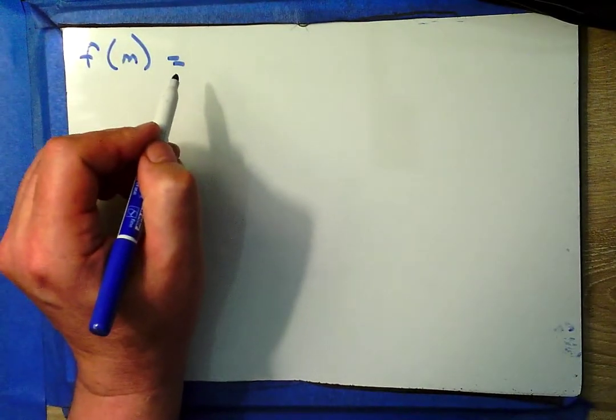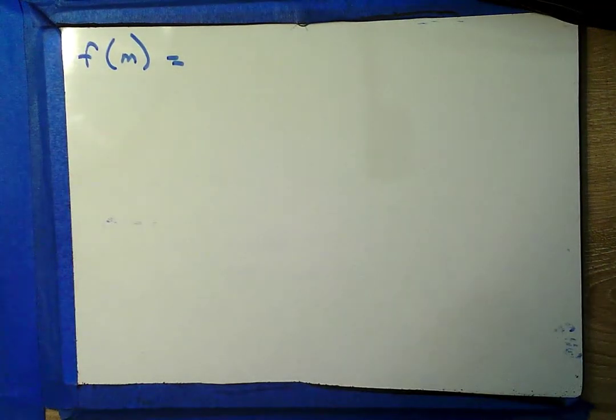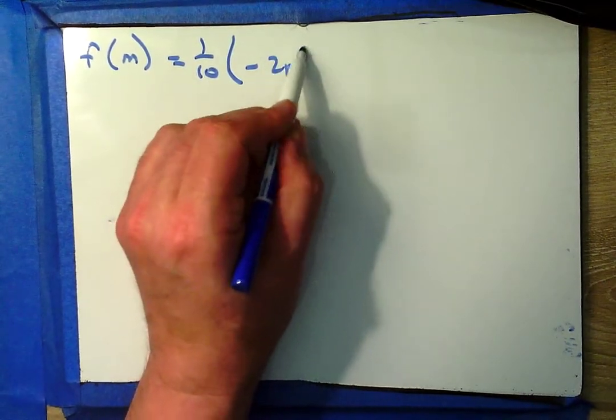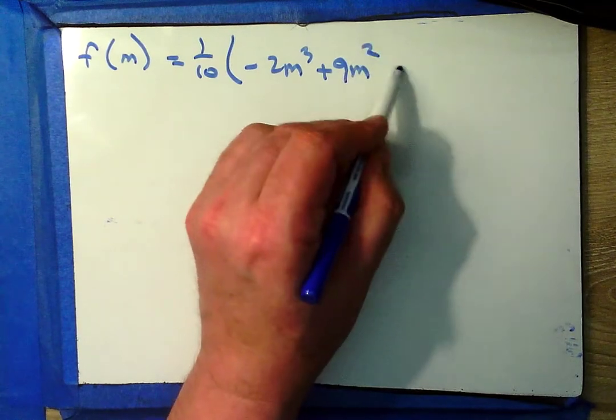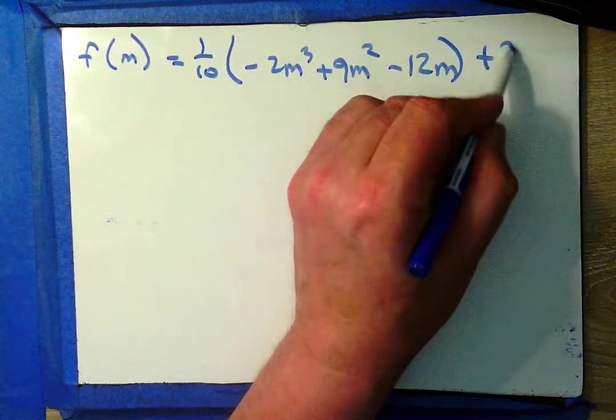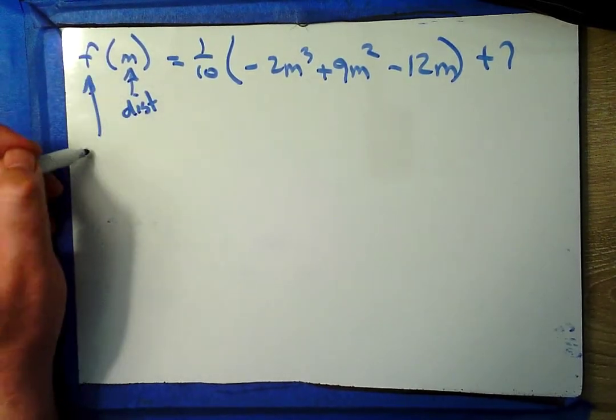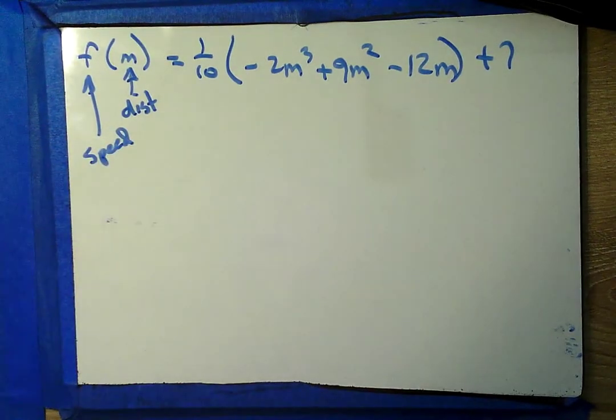Okay, the speed of a runner in miles per hour on a straight track is modeled by f of m equals 1/10 times negative 2m to the third plus 9m squared minus 12m plus 7, where m is distance and f is speed. Okay, what else do we know? What is the maximum speed on 0 to 3?